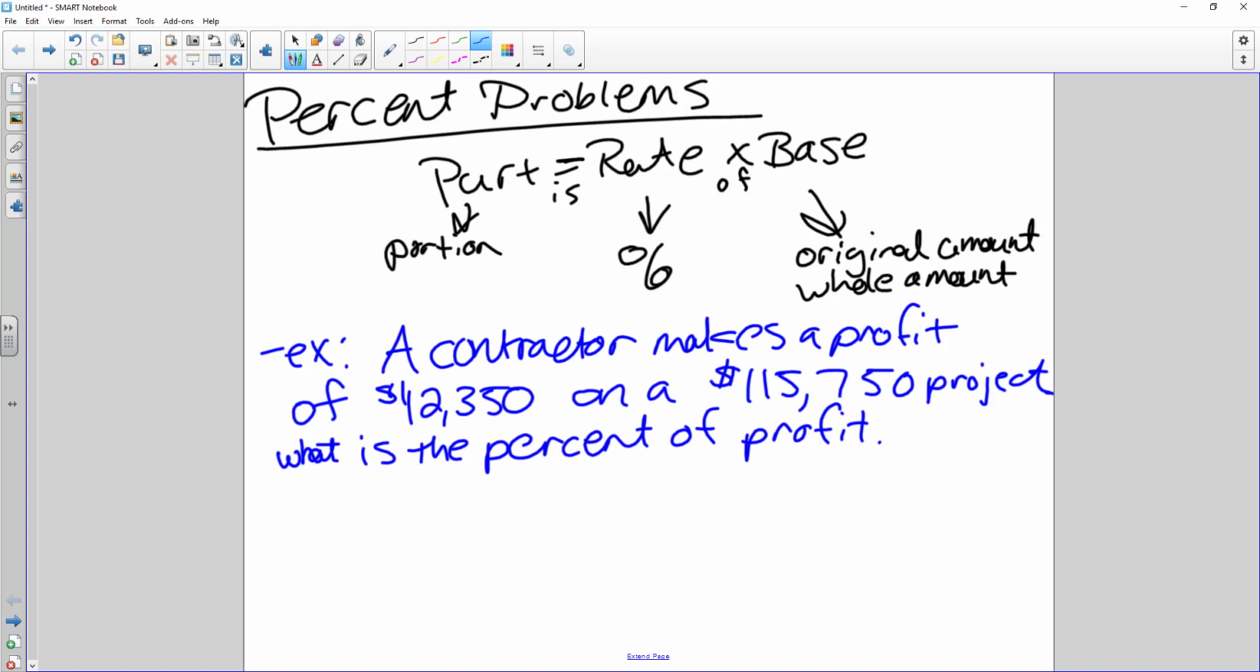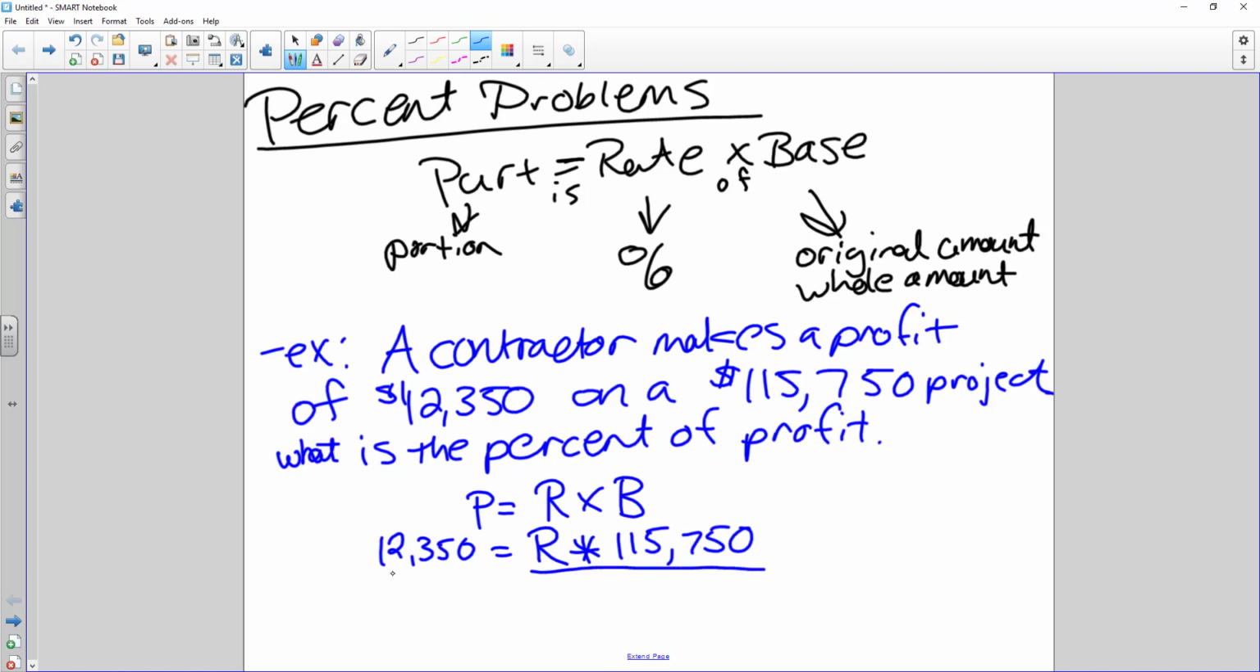So when I use that formula, part equals rate times base, a lot of times we'll abbreviate this P equals R times B. The thing I'm looking for in this one is the percentage, so I don't know the rate. The base, this is like the whole amount, so this would be the whole project amount, $115,750. And the part is the portion, in this case the profit. So 12,350 is the part of the whole amount of the project that is profit.